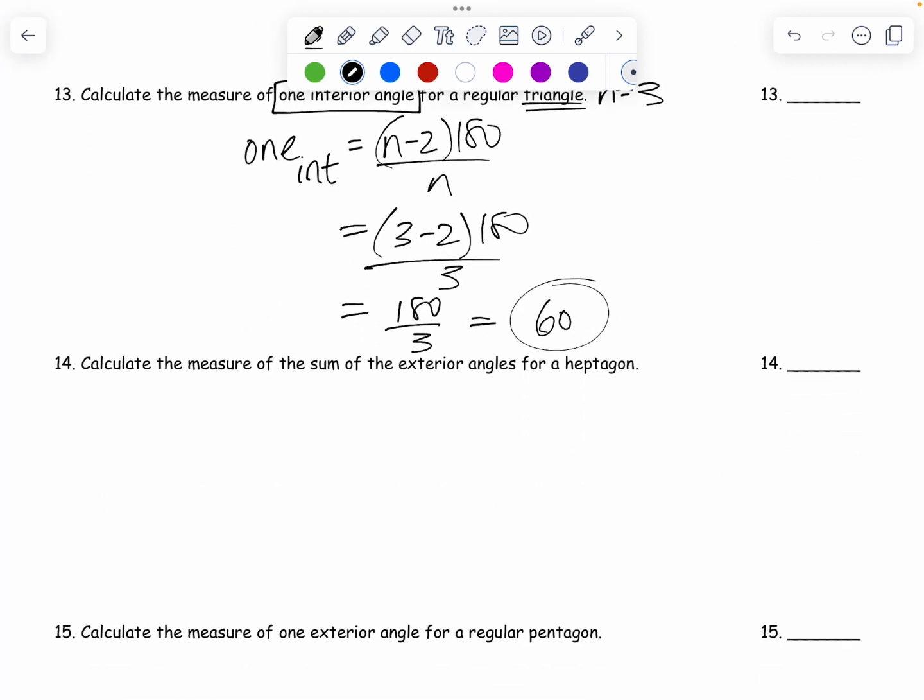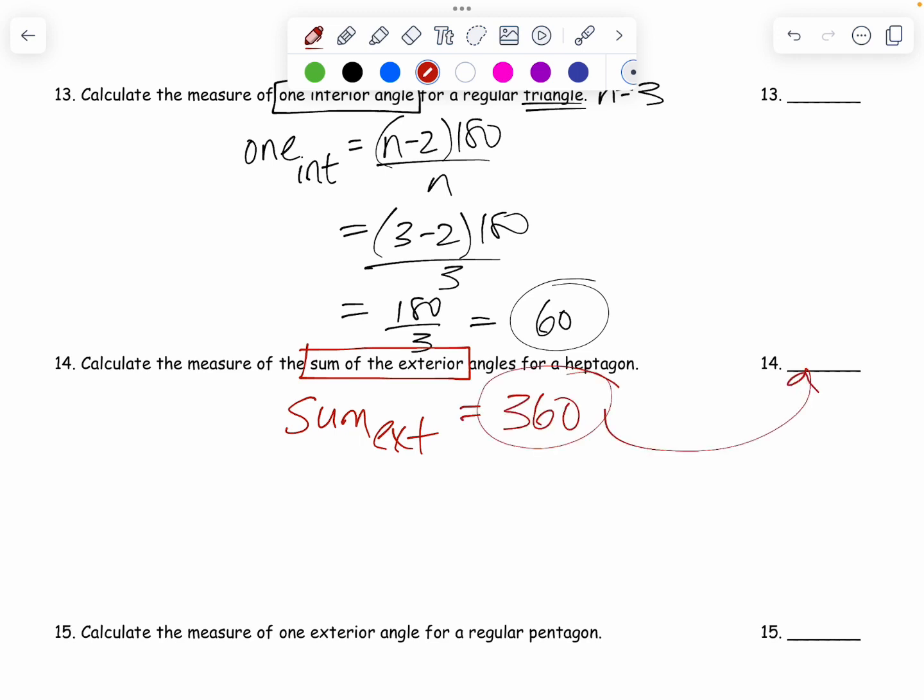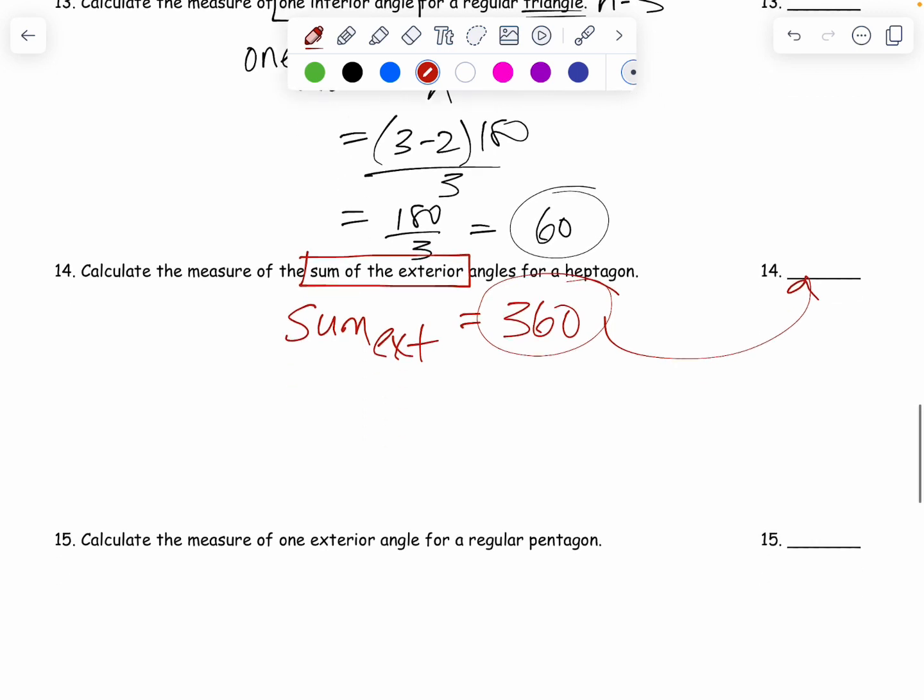Okay, let's see. Sum exterior. You have a formula for that on your note card. Sum exterior. And it's not even a formula. It is 360. Boom. Make sure that you got that on your note card. Sum exterior, no matter how many sides, it doesn't matter. It could be a triangle, a heptagon, octagon, a rectangle, not rectangle, square, pentagon, hexagon. Any of those is always going to be 360.